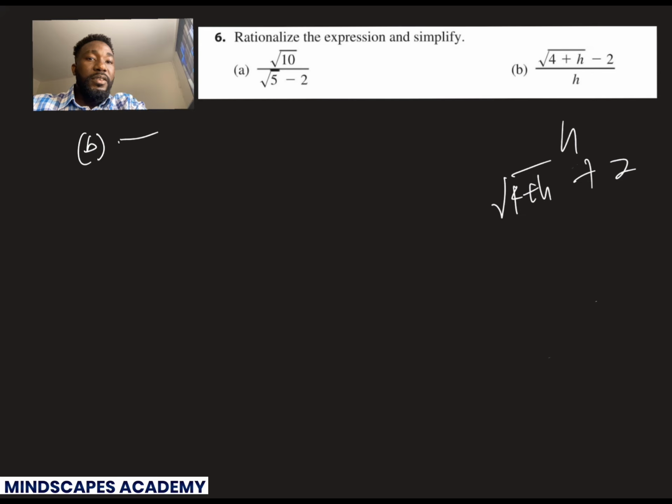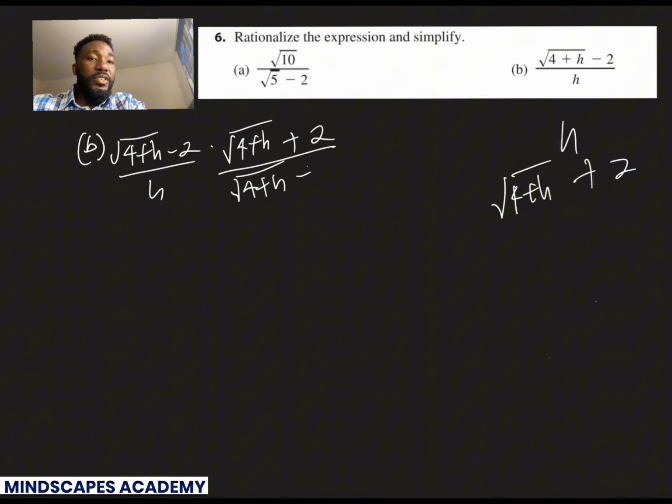So you have root 4 plus h, negative 2, divided by h, multiplied by root 4 plus h, positive 2, divided by root 4 plus h, positive 2. So you multiply the conjugate by both sides. And the conjugate is not root 4 negative h, positive 2. No, you only change the sign here after the square root.